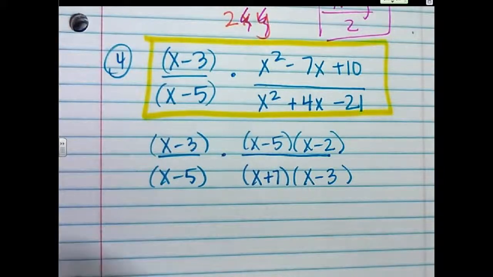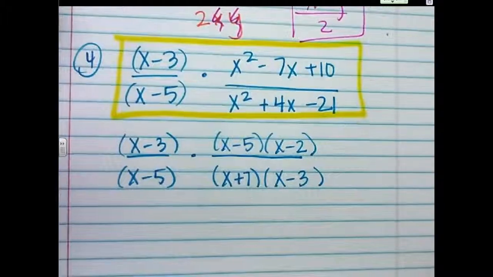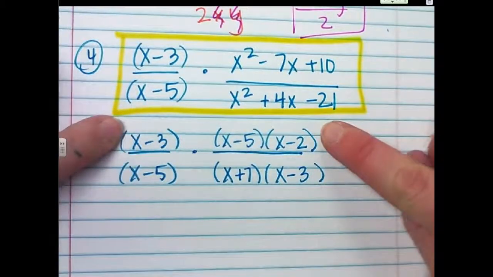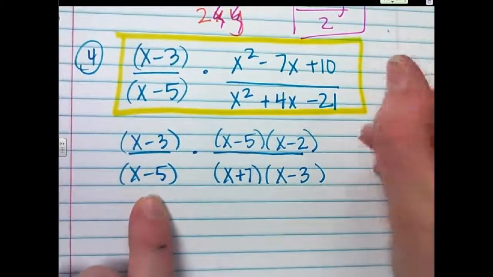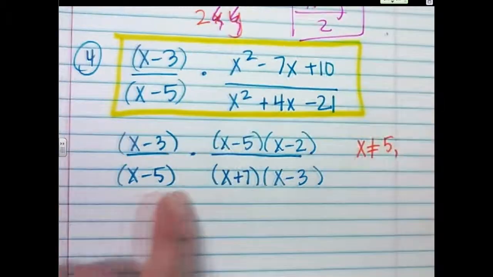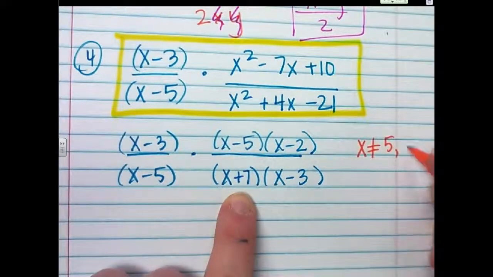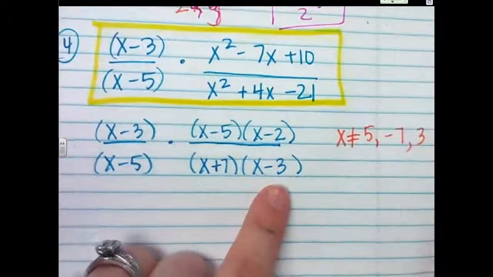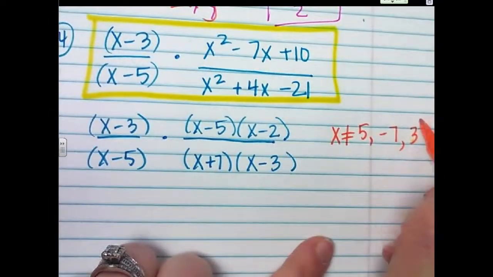So as soon as I have everything factored, I'm going to do my restrictions. Remember, restrictions, we care only about the bottom. It doesn't matter if zero's on the top. I just care about the bottom. So what can x not equal here? Positive 5. How about here? Negative 7 and positive 3. Doesn't matter the order. You just do a comma like that if you want.